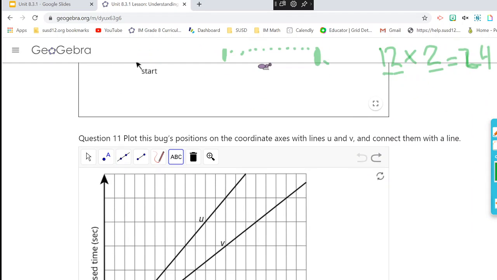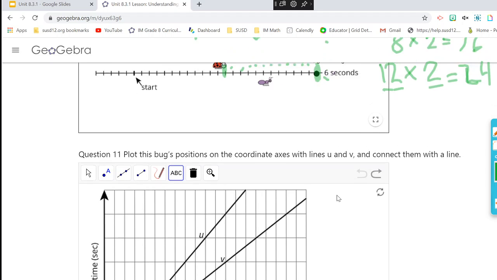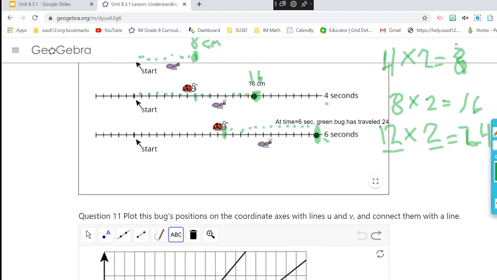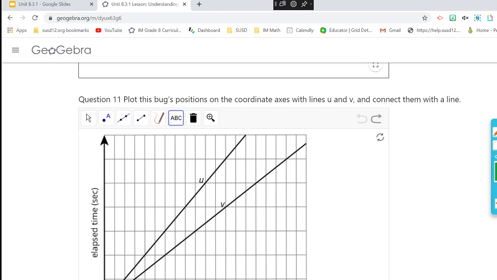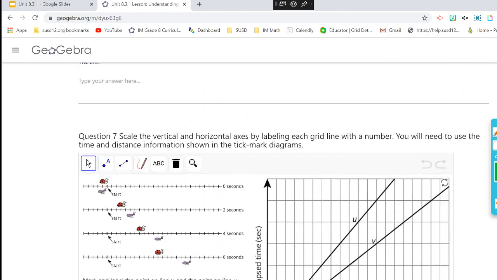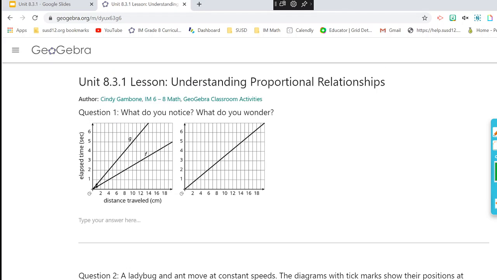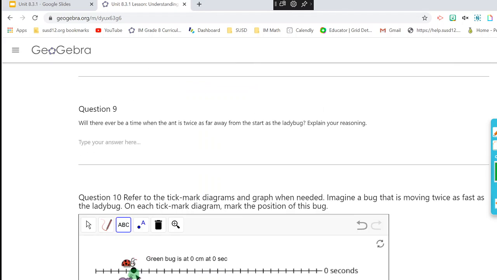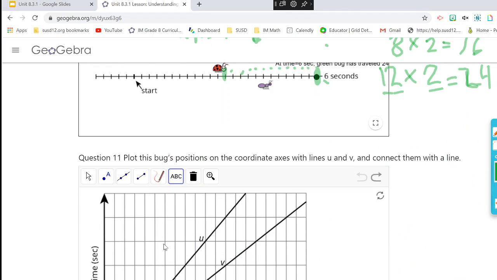Let's go down here. Question 11 says, plot this bug's positions on the coordinate axes with lines U and V and connect them with a line. So we need to plot these points on the coordinate axis. Oh no, my scale has disappeared. I put the scale in way up here, but now it has disappeared. I need to do it again.